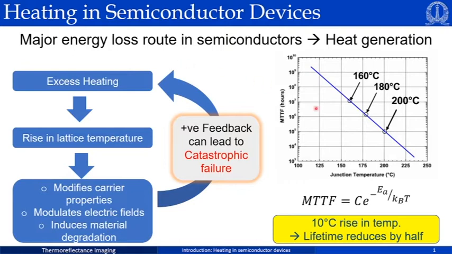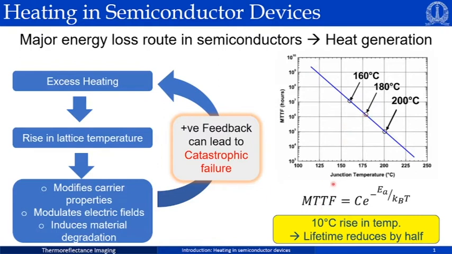Moreover, if we look at it from the reliability perspective, in addition to catastrophic failure, the mean time to failure reduces by half if the device temperature increases by even 10 degrees centigrade. One can see here the mean time to failure versus junction temperature. This plot shows that if the temperature rises from say 160 degrees centigrade to 180 degrees centigrade, the device lifetime is reduced by an order, in this case from 10 to the power 7 to 10 to the power 6 hours.